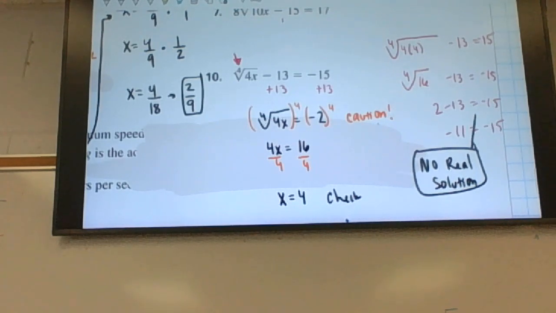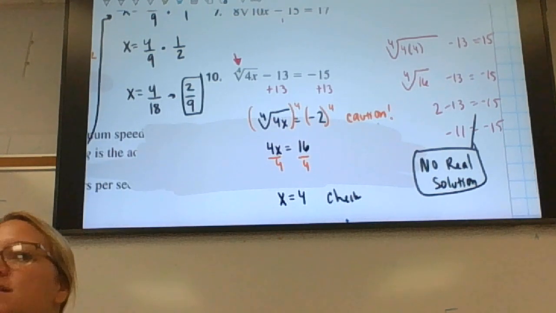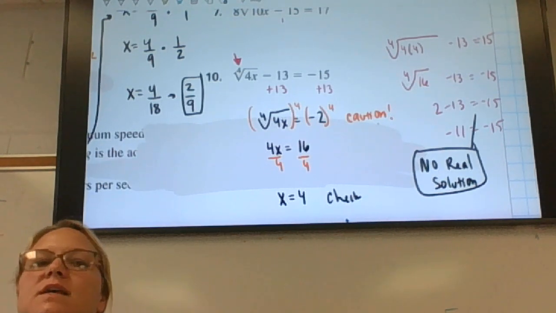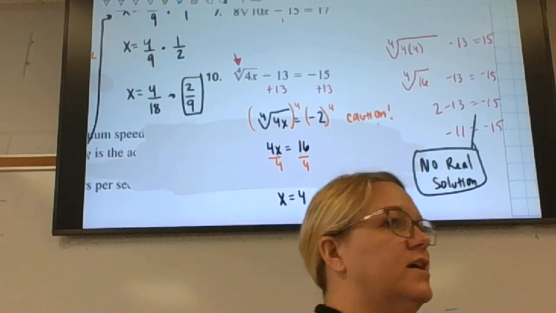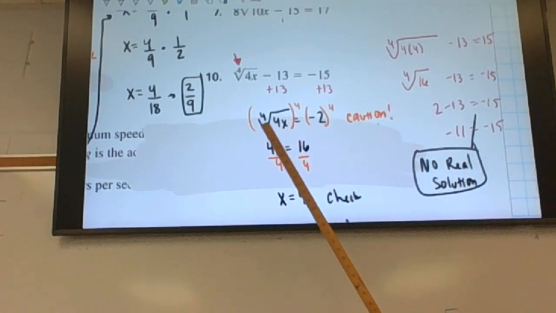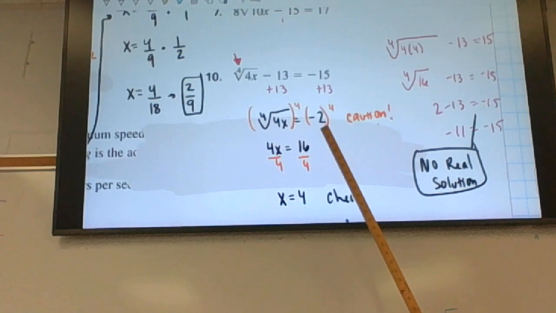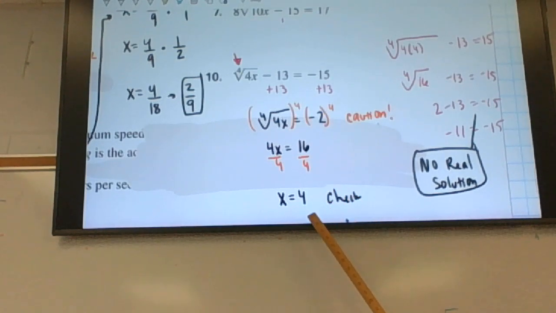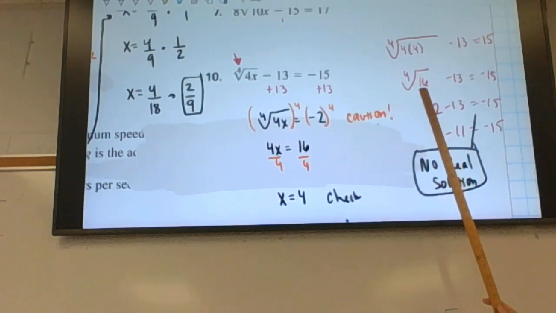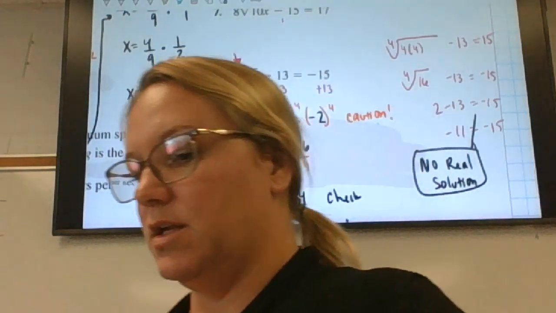That's it. Listen, the process results in an answer. It's a sign that honestly our process is flawed. Right here, I knew that this wasn't going to work. But if you go through the steps, it appears there's a good answer. When you plug it in, you actually get a negative 11 on the left and a negative 15 on the right. They don't actually work. So this is what's called an extraneous solution.